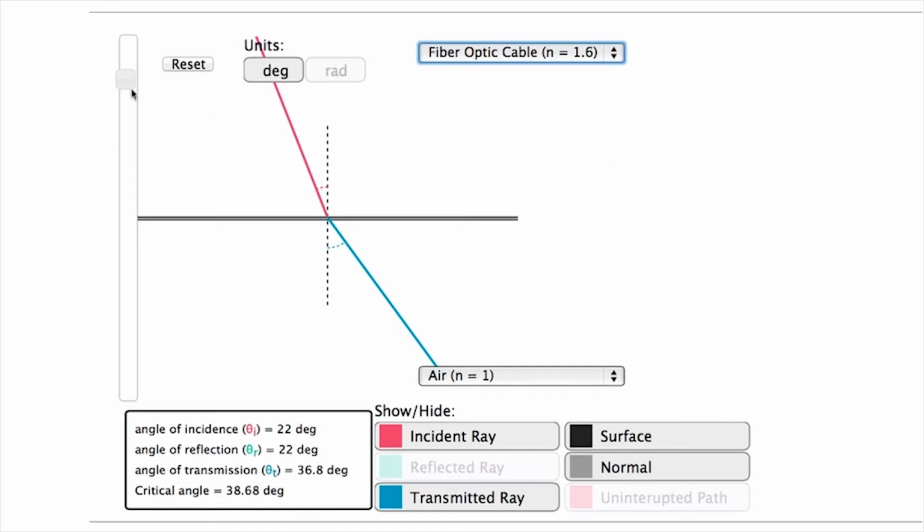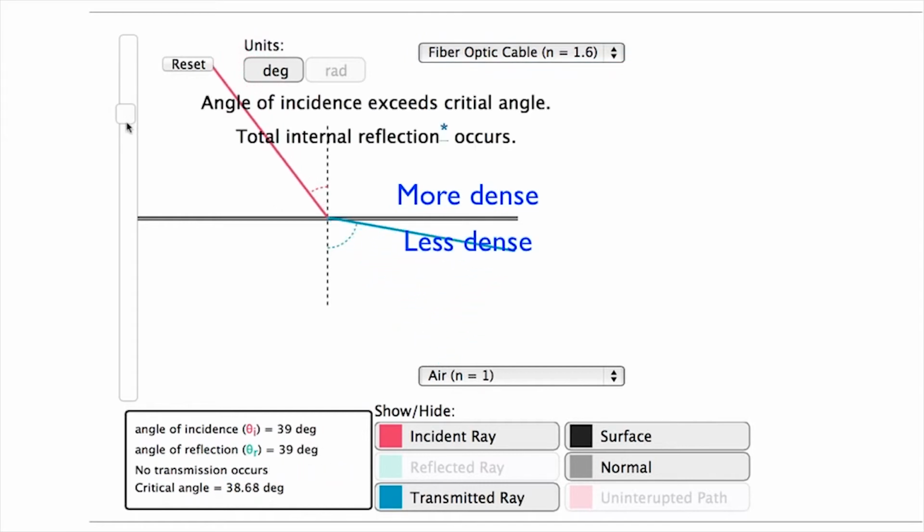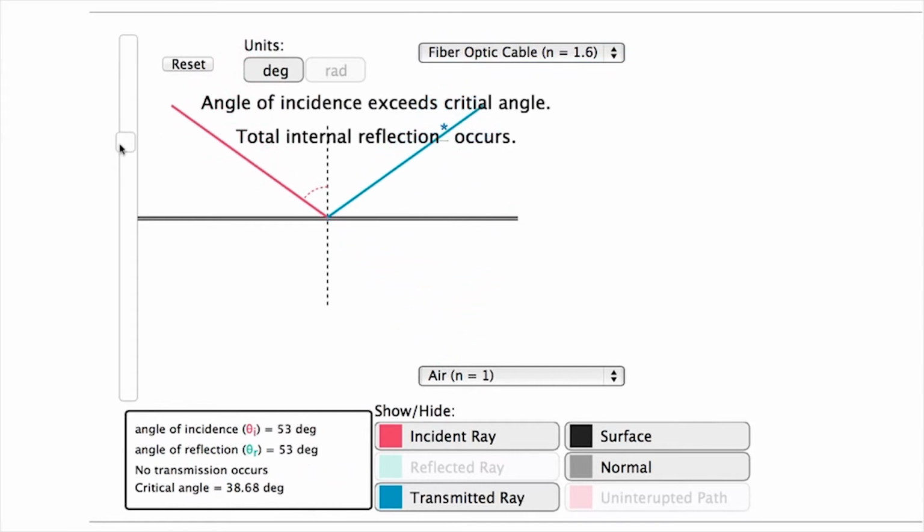For light traveling from a more dense to a less dense medium, there is an angle beyond which the light will not pass through the interface. This angle is called the critical angle. A light ray with an angle of incidence equal to or greater than the critical angle will always reflect, taking a path consistent with the law of reflection.